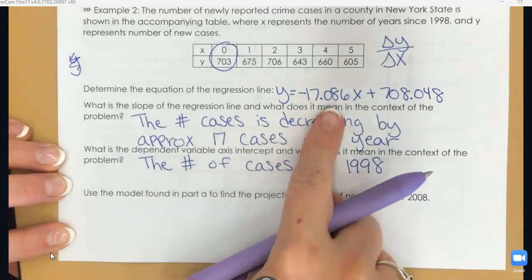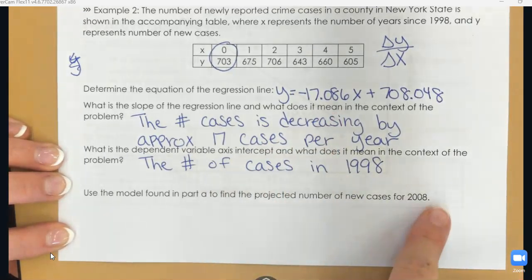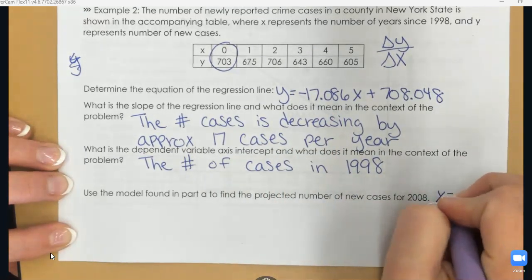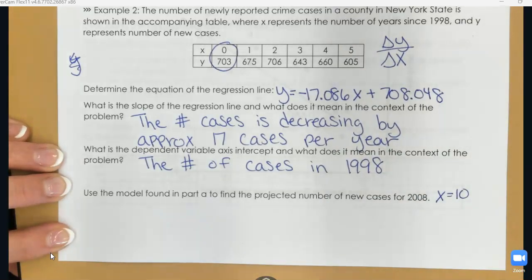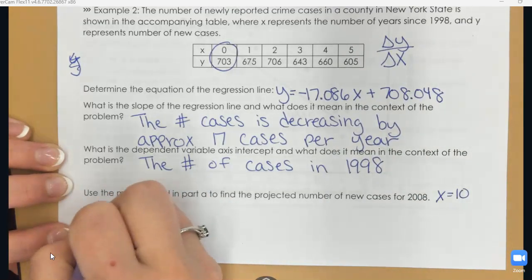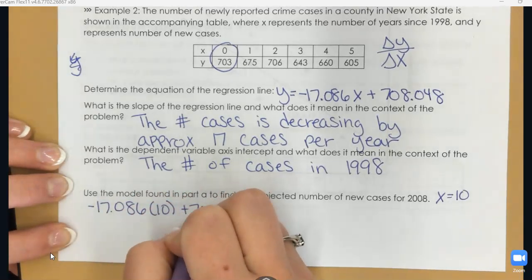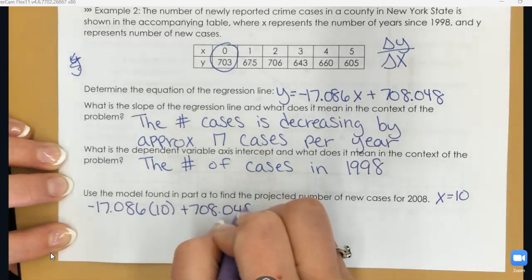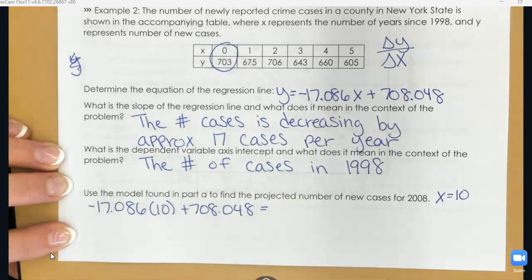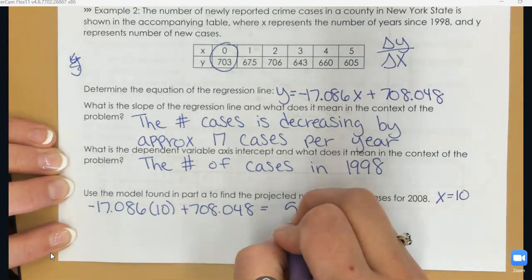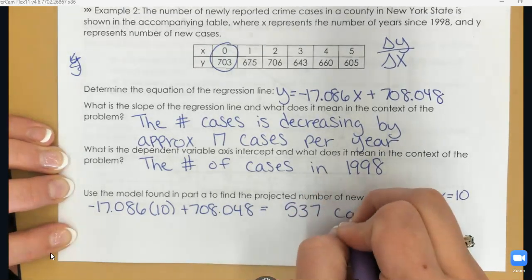And then lastly, let's use that function to predict the number of cases for 2008. Well, that is 10 years after 1998. So negative 17.086 times 10 plus 708.048. And because we're talking about cases reported to the police, this is going to be making the most sense to round to a whole number, and that's going to be about 537 cases.